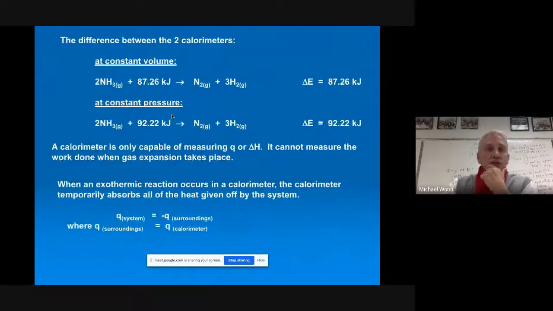Okay, so a calorimeter is only capable of measuring Q or delta H. It cannot measure the work done when expansion takes place. So with either kind of calorimeter, we're not going to be able to measure the work done because there's not going to be any change in volume. When an exothermic reaction occurs in a calorimeter, the calorimeter temporarily absorbs all the heat given off. So the Q of the system equals the Q of the surroundings.